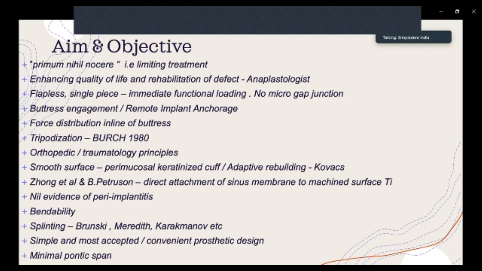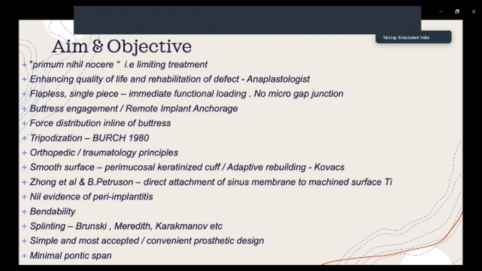We are engaging the buttress engagements. We have 4 distributions in the line of buttresses, as you see. We need tripodation. It's so important, the tripodation. The concept was given by Brånemark in 1980. Tripodation means that if you have two zygomas, it's a perfect tripod, and it's the best thing to resist the lateral forces rather than having the quad zygomas. And in anterior, there is no implant, and there will be too much flexion.